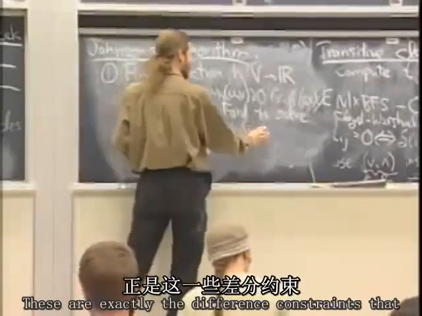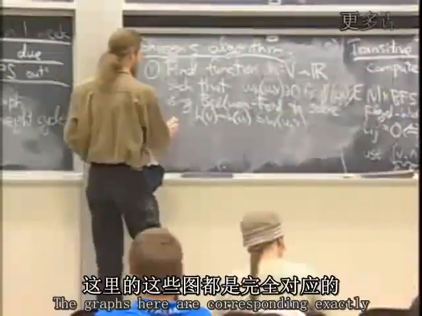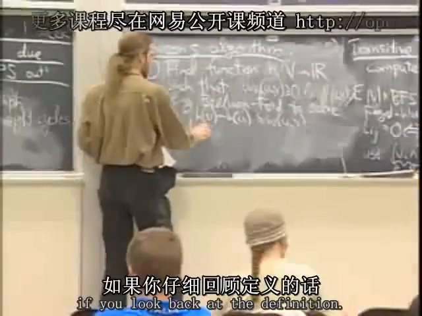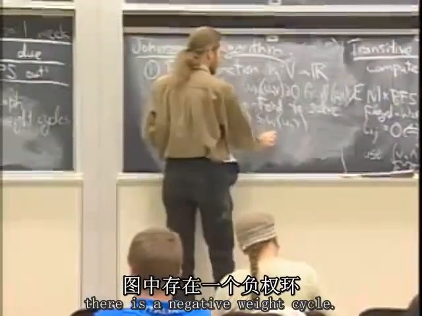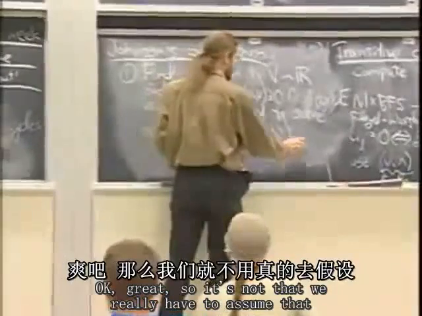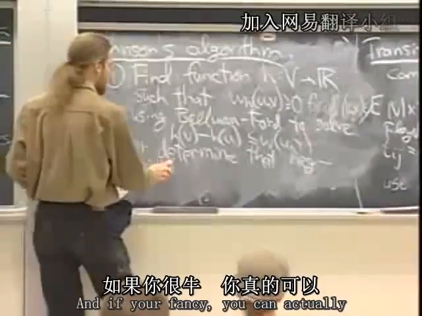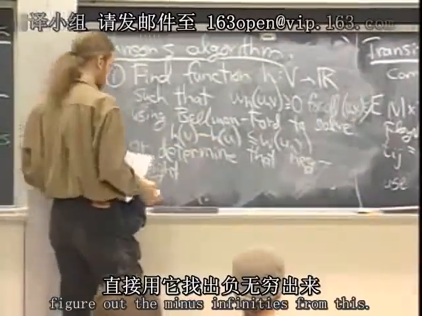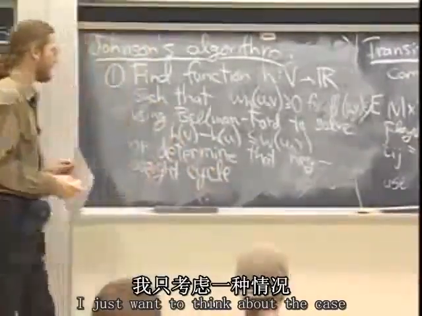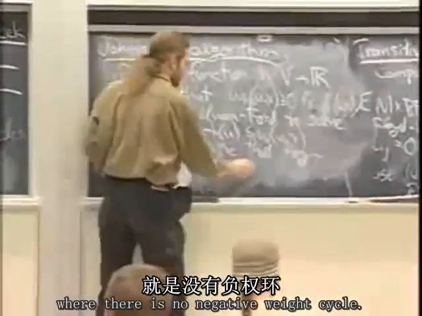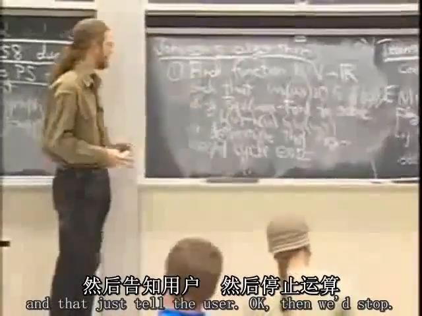These were exactly the difference constraints that we were born to solve, that we learned to solve last time. The graphs here are corresponding exactly, if you look back at the definition. Or Bellman-Ford will tell us that there's a negative weight cycle. Okay, great. So it's not that we really have to assume that there's no negative weight cycle. We'll get to know. And if you're fancy, you could actually figure out the minus infinities from this. But at this point, I just want to think about the case where there is no negative weight cycle. But if there is, we can find out that it exists and then just tell the user. Okay, and then we'd stop.